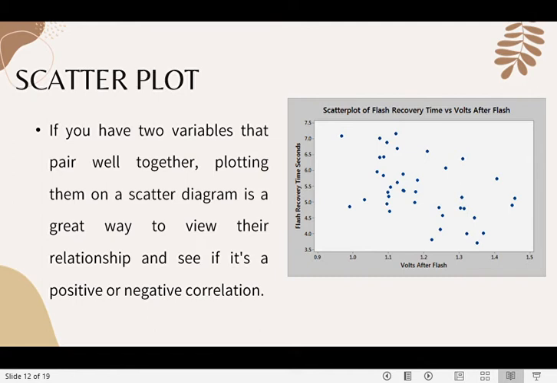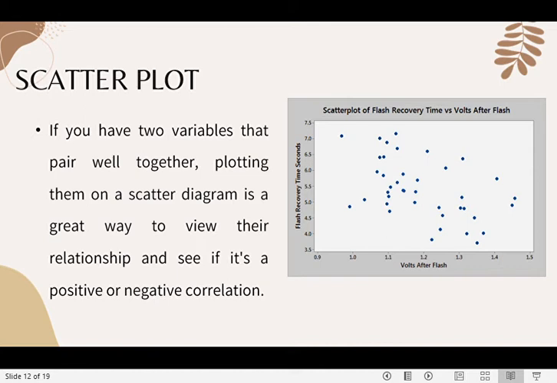If you have two variables that pair well together, plotting them on a scatter diagram is a great way to view the relationship and see if it is a positive or negative correlation. But here, when you try to see the relationship, you must create in your mind a line going from, you would see here on the graph, 0.9 going upward to the right. That means it is positive in relationship. So you would create in your mind a line going up there, and you would see how many dots are close to that line. It will tell us how positive the relationship of the variables is.